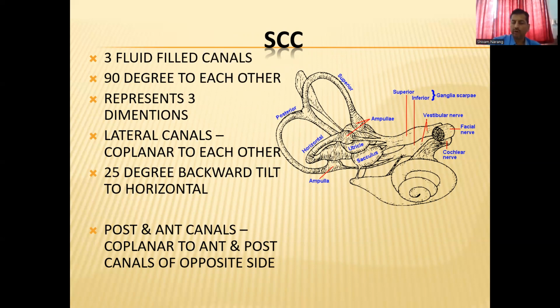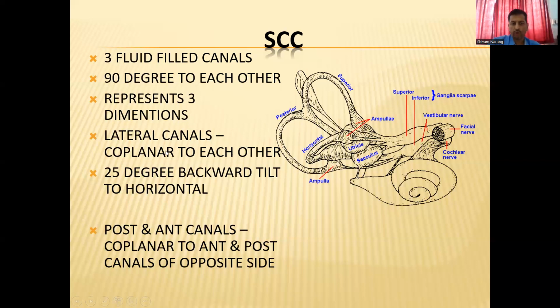There are three semicircular canals on each side, on the right as well as on the left side. So actually we have six canals, three on the right and three on the left, and they are in pairs with respect to the direction of the movement. Like the lateral canal of the right side is coplanar with the lateral canal of the left side.